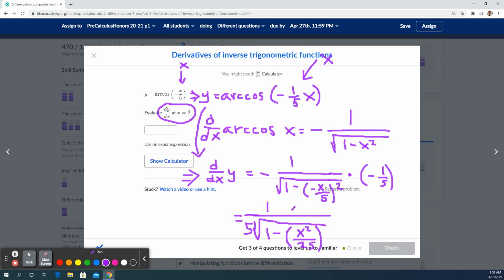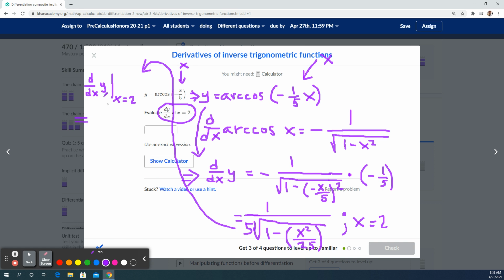And let me just check my work and make sure everything looks okay, and I think so. So at this time we would say where x equals 2. So that means I'm plugging in 2 for my x. I'll go ahead and do my work over here. So that now gives me dy/dx where x is equal to 2.